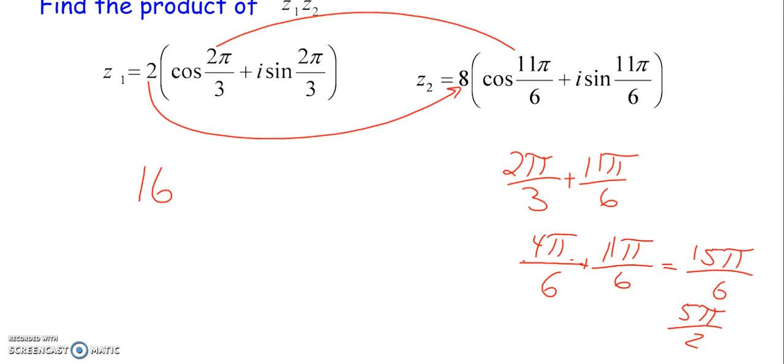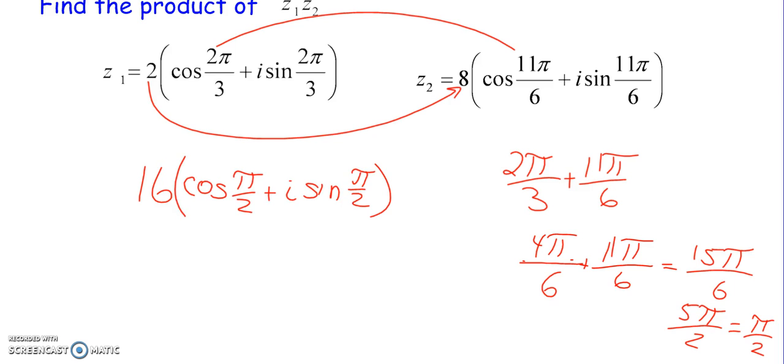And if you want to make it even easier, you could use a coterminal angle. Pi over 2 is the same as 5 pi over 2. So now that I have multiplied the r's, I got my 16. That's my r. All I have to do is cosine pi over 2 plus i sine pi over 2. It's as easy as that, multiplying complex numbers.